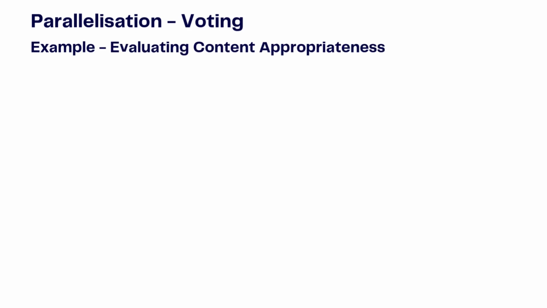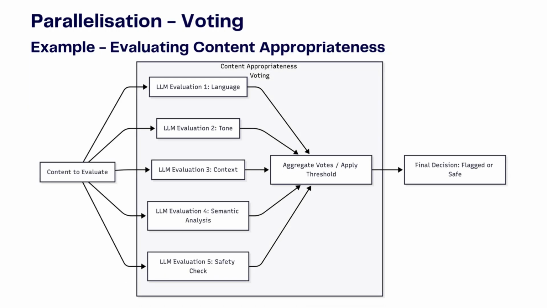Let's look at another example, evaluating content appropriateness. Suppose you need to check if a piece of content is inappropriate. Instead of relying on just one LLM, you can run several LLM evaluations in parallel, with each one checking a different aspect of the content like language, tone, context, semantic analysis, or safety check.